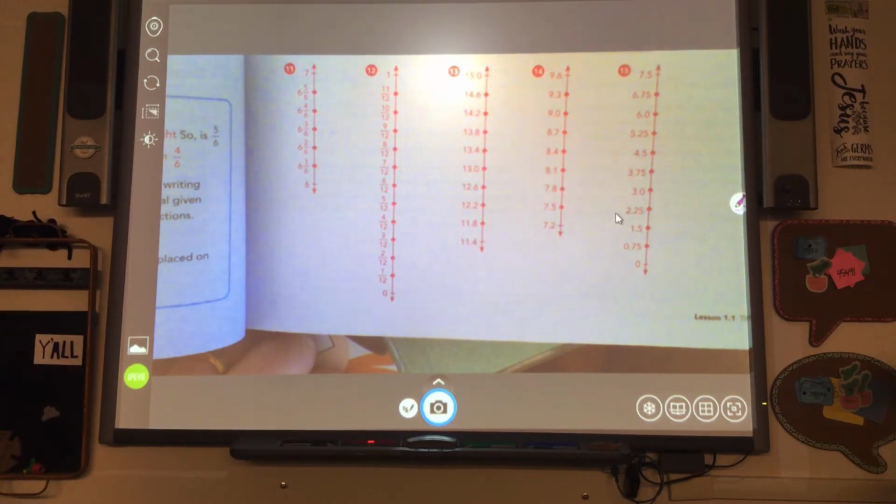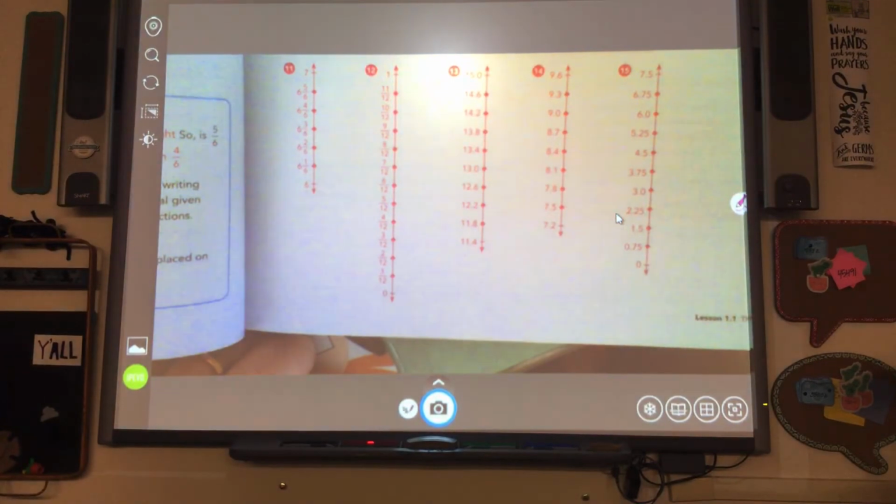No, it did not say in between. It said less than 1. 0 is not a positive number. So 0 is not positive or negative. 1 is not less than 1.